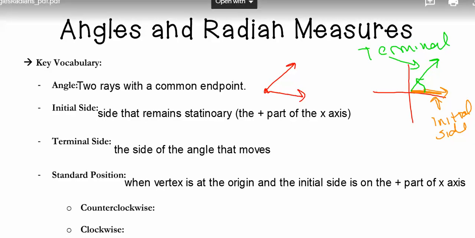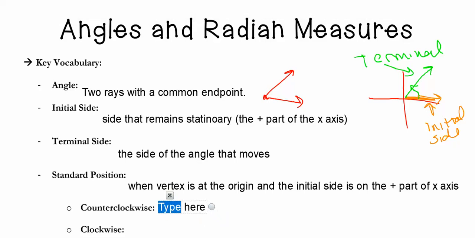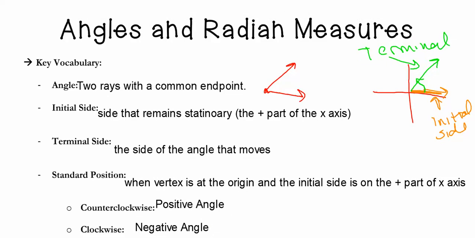Okay? We have two more vocabulary words we have to talk about, counterclockwise and clockwise. Counterclockwise means I'm making a positive angle. And if I go clockwise, I'm making a negative angle. So if I were to go in this direction, that's counterclockwise, my angles are becoming positive. If I were to go in the reverse direction, if I were to go down, then that would make a negative angle. So positive angles always go up, negative angles always go down. You can also think about it like that.